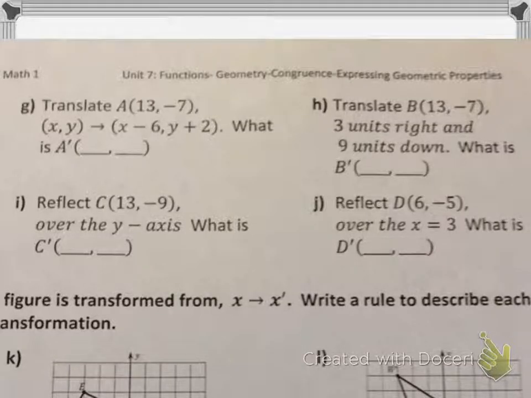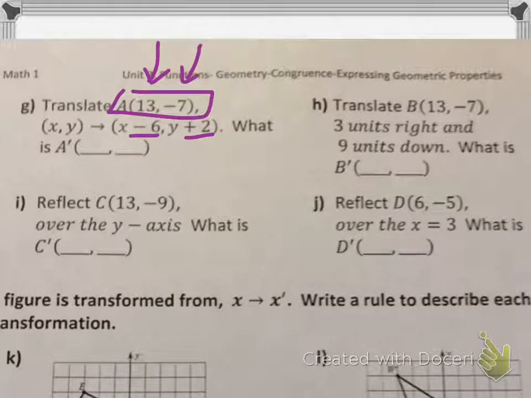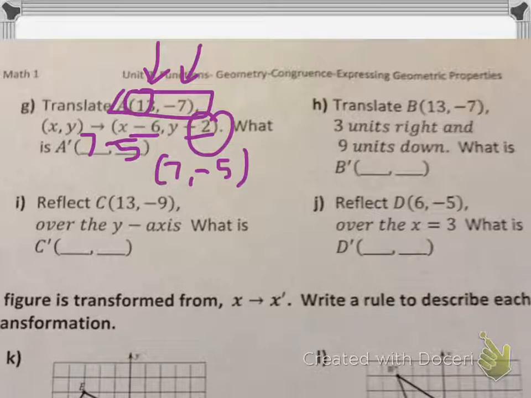All right, so now it wants us to do it without actually looking at the pictures of them. So this says translate A, which is these ordered pairs right here, 13, negative 7. It says move it 6 to the left and up 2. Well, left and right is the first ordered pair. Up and down is the second ordered pair. That's the way our ordered pairs work. So if I need to move 6 to the left, I'm actually subtracting 6 from this. So 13 minus 6 is 7. And then I'm adding 2 to my y value. So negative 7 plus 2 is negative 5. So my new ordered pair is 7, negative 5 for A prime.